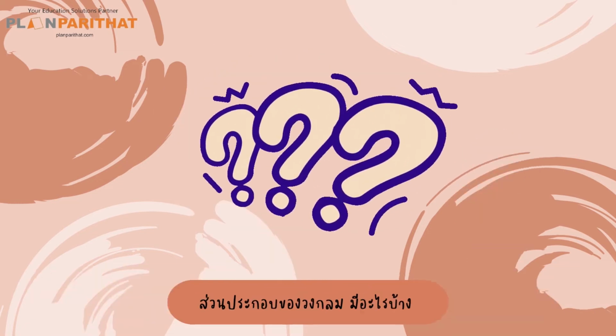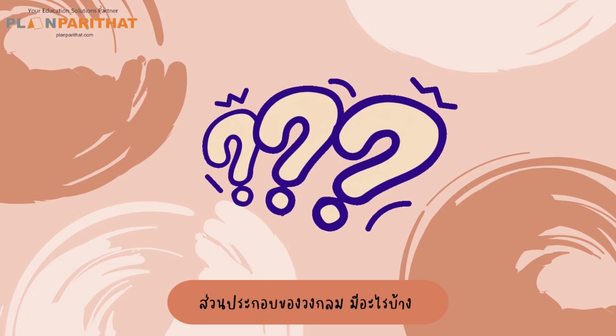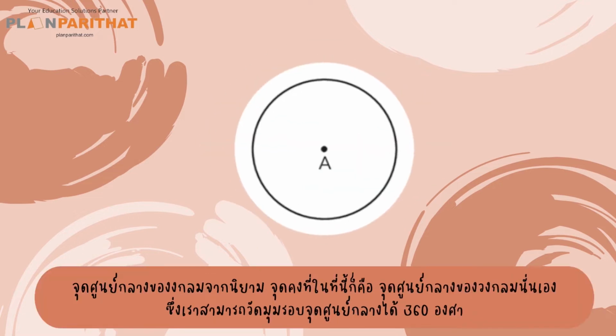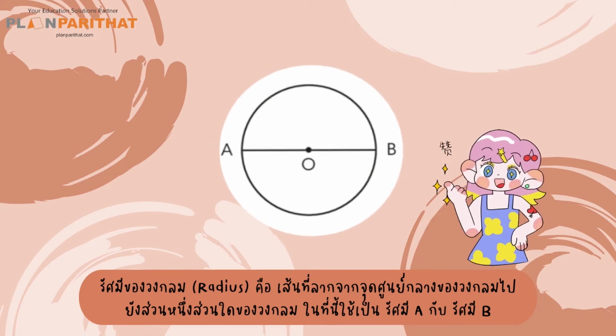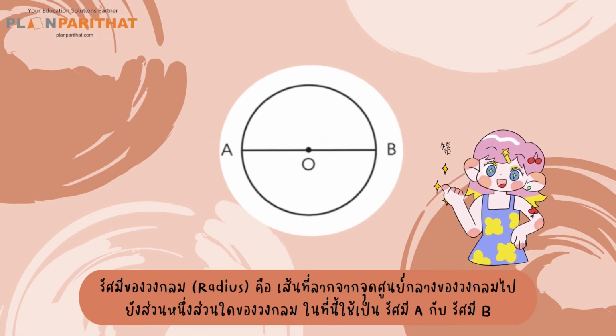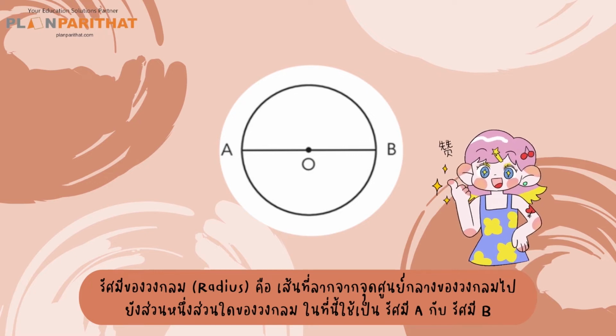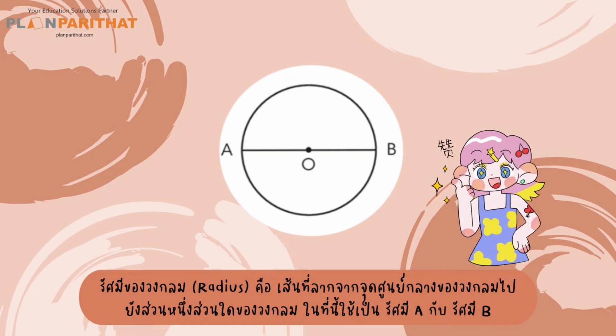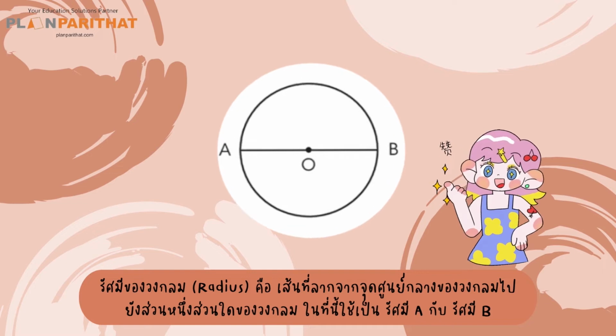And what about the components of a circle? From the previous definition of a circle, that fixed point is commonly called the center of a circle. We can measure the angle around the center of a circle to be 360 degrees. The next component of a circle is the radius. A radius is a line drawn from the center of a circle to any part of the circle. Here, it is used as radius A and radius B.